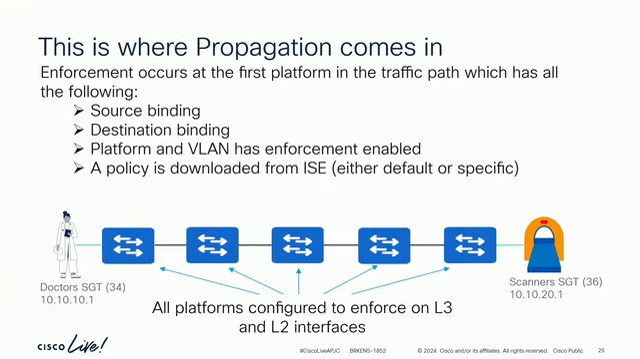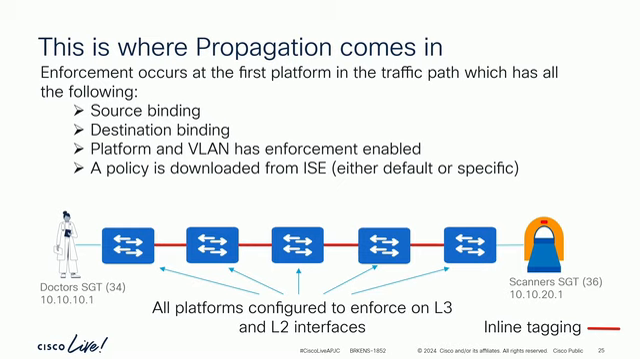Okay? So this is where propagation comes in. And typically, we propagate the source SGT binding. One of the ways we do that is with inline tagging. I'm sure a lot of you have heard of that. It uses the Cisco metadata field in the layer 2 frame. So for every packet from the doctor towards the scanner, we put the source SGT in the layer 2 frame. It's propagated from left to right.